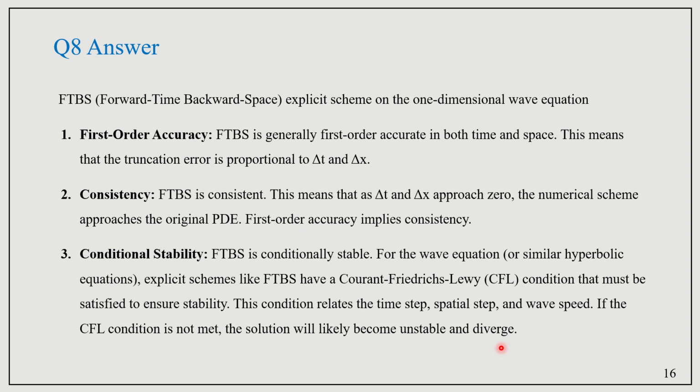So if the CFL condition is not met, what will happen? The solution will likely become unstable and it will diverge. So the answer is first order accurate, consistency, and conditional stability. All three are right. So FTBS, that is the forward time backward space explicit scheme, on the one dimensional wave equation is first order accurate, consistent and conditionally stable. So that is for question 8.